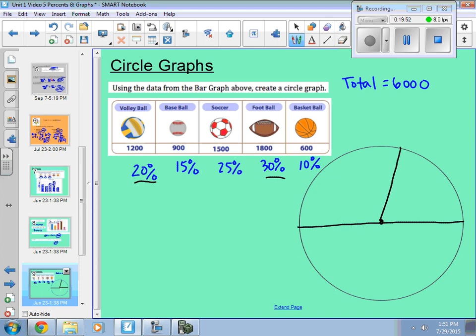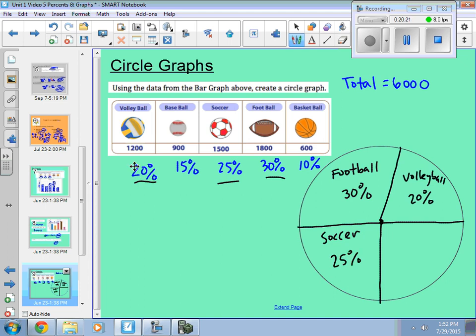So this would be, you'd want to label it football, and then indicate the percentage on there too, which would be 30%. The rest of this then would be volleyball, and that'd be 20%. Now we got to keep going. Soccer, 25%. That would be 1/4 or a quarter. So if we just split this in half, we got soccer being 25%.